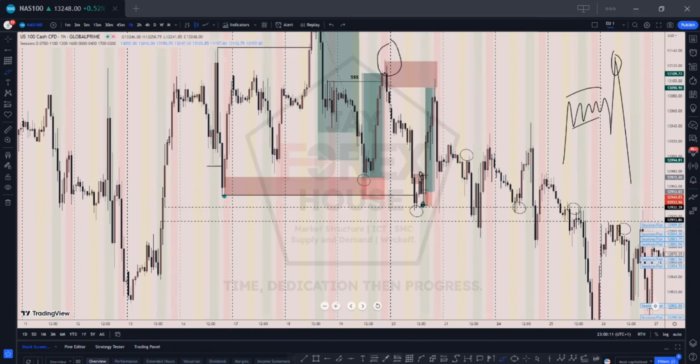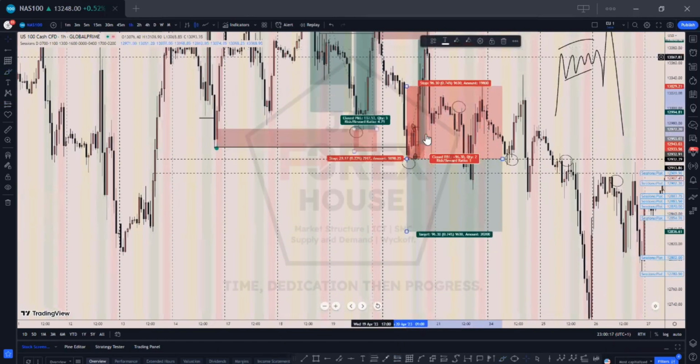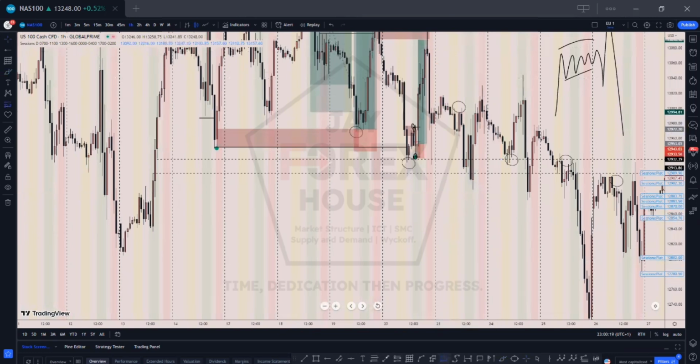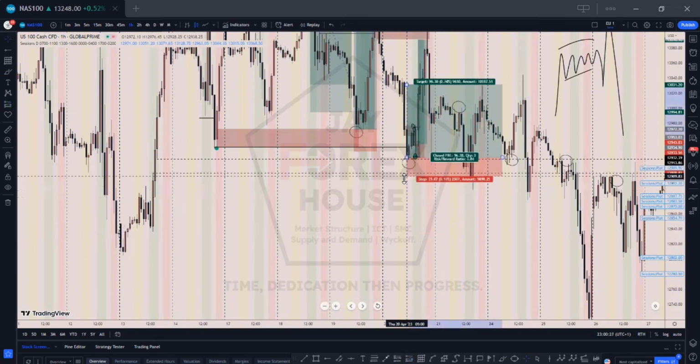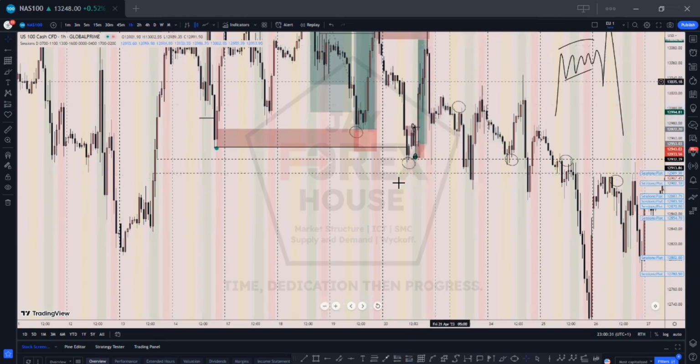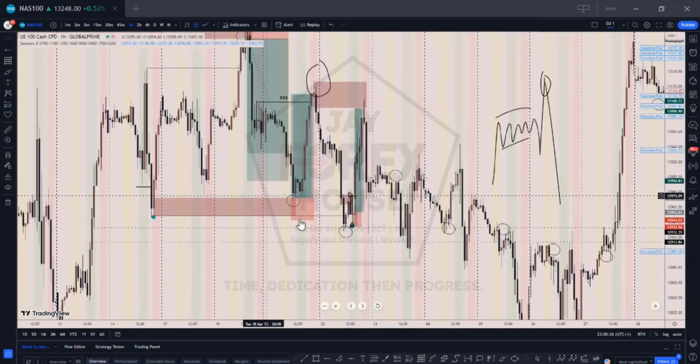I can decide to go aggressive on this, but that's for whoever is willing to risk his money, sorry, that's the wrong one. That's for whoever is willing to risk his money going aggressive on a fair value gap. You can do this, but I don't do stuff like this. Fair value gaps are tricky to me, so I don't do that.